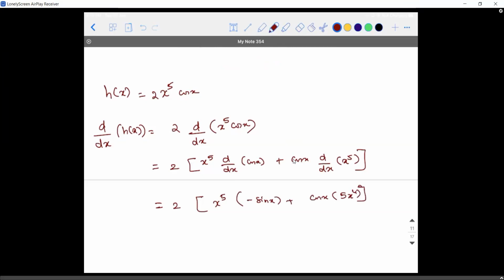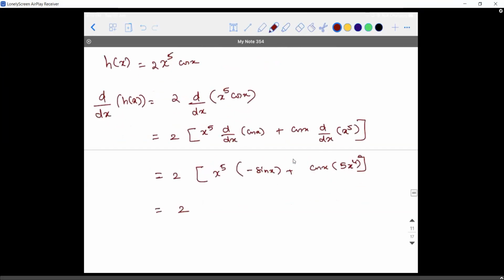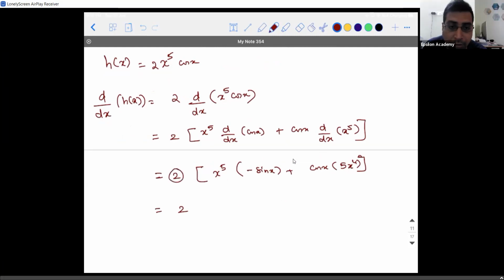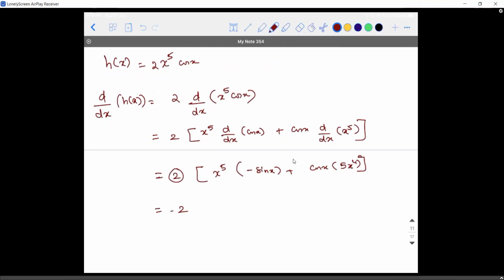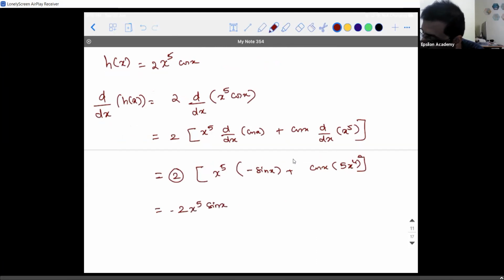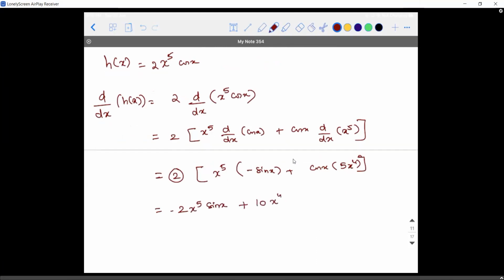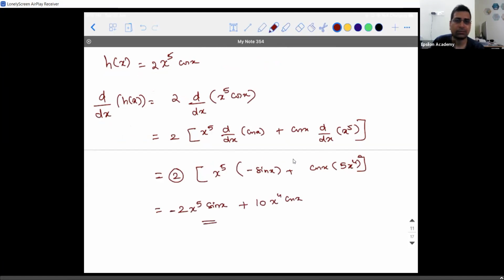Sir, in the question it is 2x to the power 5, sir. So it should be 10x to the power 4. I took the 2 outside as common. Oh, okay, sir. So can we also take the 2 inside and do it like this? Yes, you can do it. Since I'm showing it for the first time, I'm doing it like this. Going forward, we'll skip these steps.